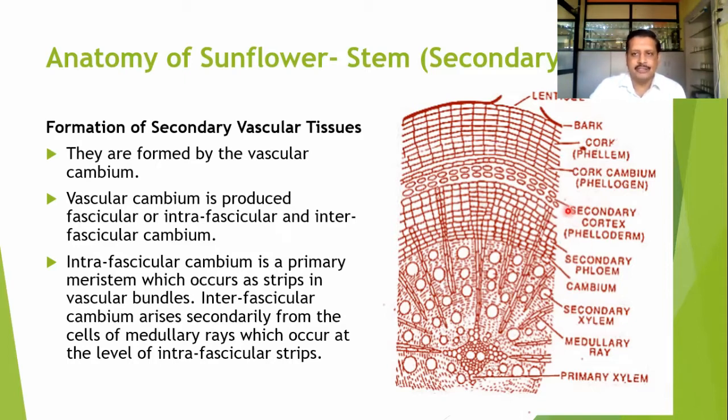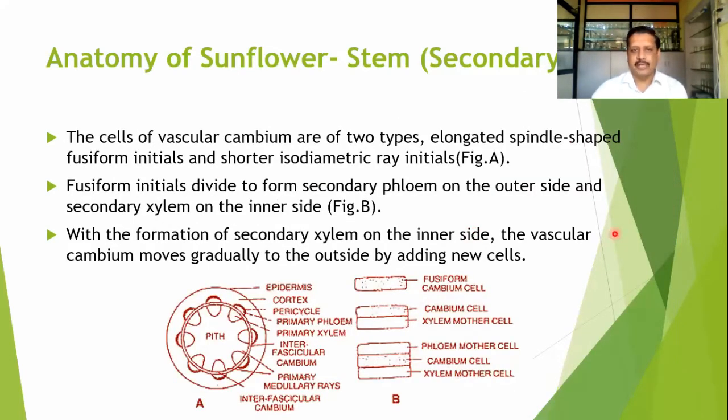Secondary cortex is there, and secondary phloem, xylem, all the elements are found in the secondary growth of the sunflower stem. The cells of the vascular cambium are basically of two types. Either they are fusiform initials or they are isodiametric ray initials. Here you can find that. Here we can observe the diagrammatic sketch of that particular interfascicular cambium. So this ring is nothing but the interfascicular cambial ring.